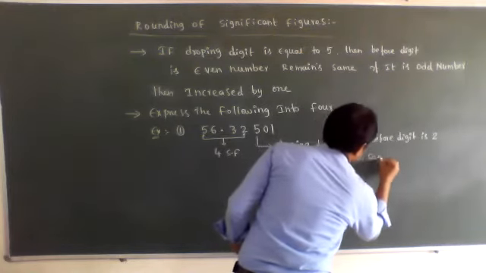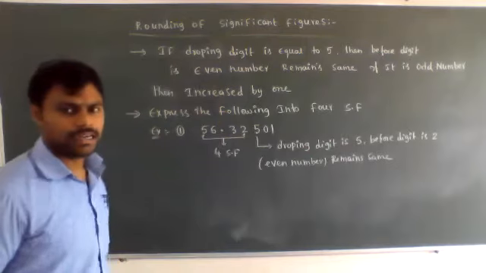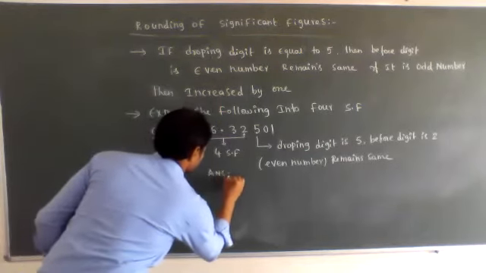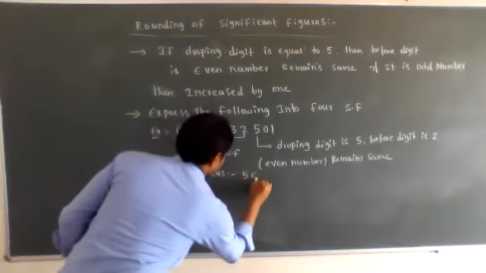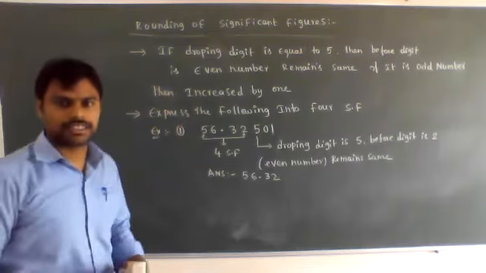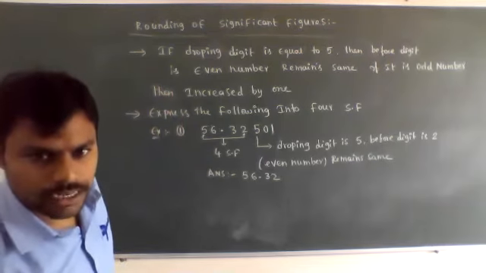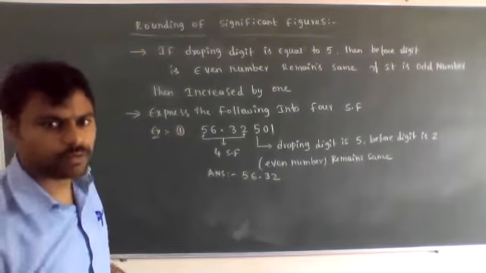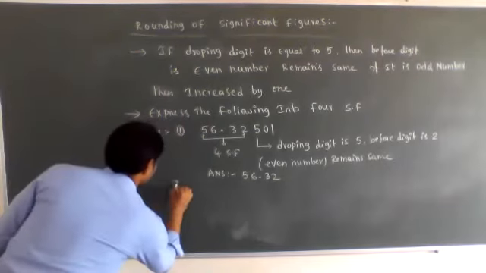The even number remains the same, so the answer is 56.32 only. The answer is 56.32 only. Clear? Yes. 56.32 only. Now let's see one more example.